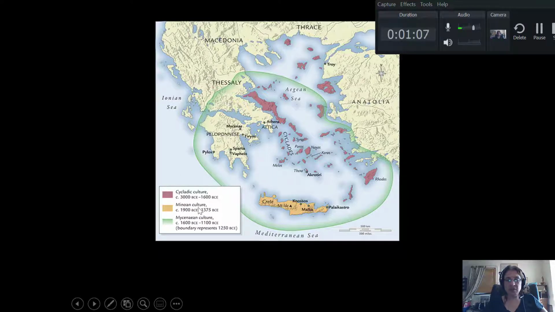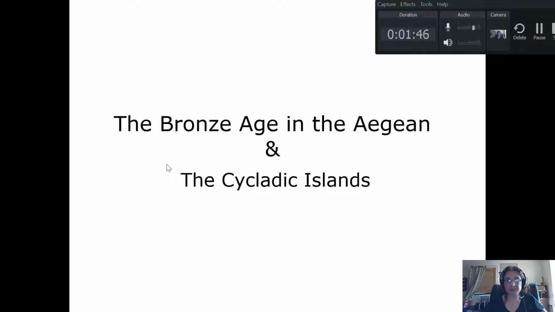Then we have the Minoan culture, and they lived circa 1900 BCE to 1375 BCE, and they're this mustard yellow color down here on what is the island of Crete. And then the last group were the Mycenaean culture, and they lived between circa 1600 BCE and 1100 BCE. And this green line represents the boundary of where their civilization was. So you can see that they were the largest of the three groups.